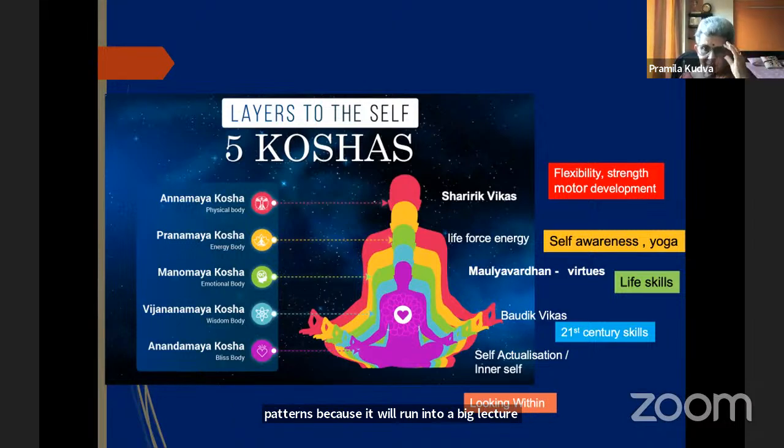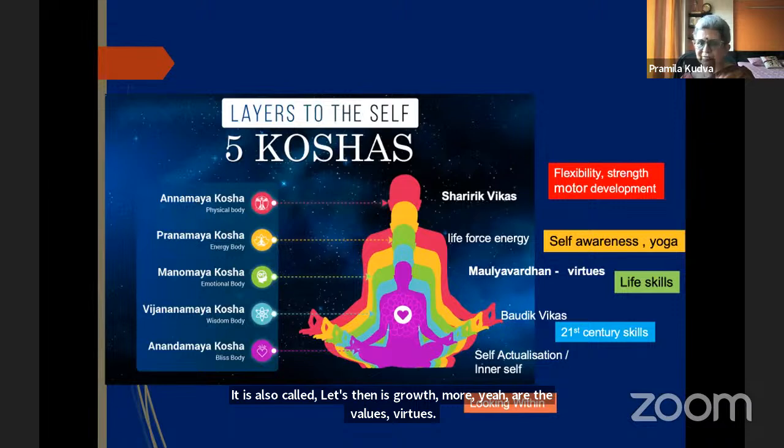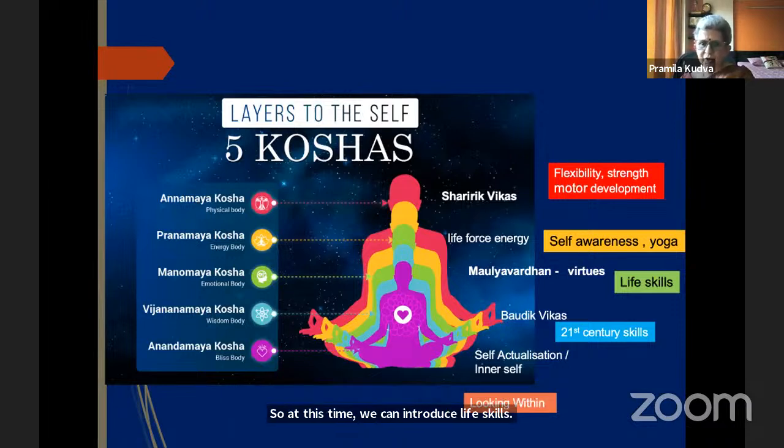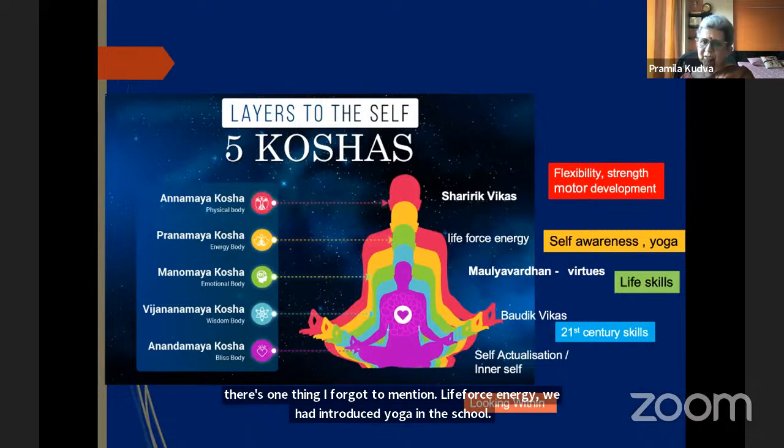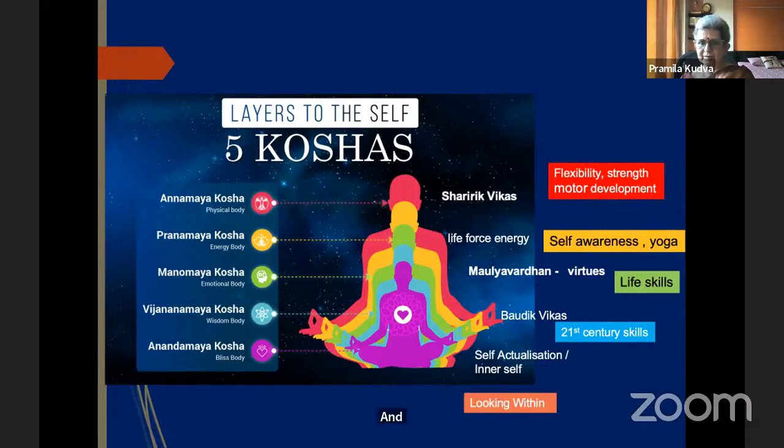Manomaya kosha. Manomaya kosha deals with the values. It is also called Maulya Vardhan. Vardhan is growth, Maulya are the values, virtues. So at this time, we can introduce life skills. Yes, there's one thing I forgot to mention. Life force energy, we had introduced yoga in the school. And pre-primary children enjoyed doing yoga. Whereas the secondary, we had a little trouble.